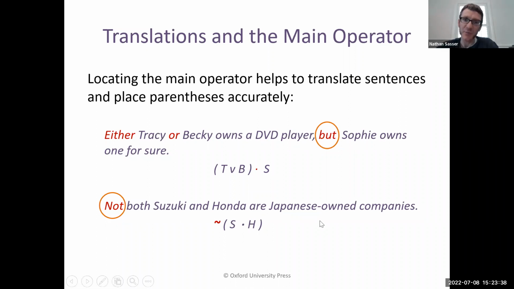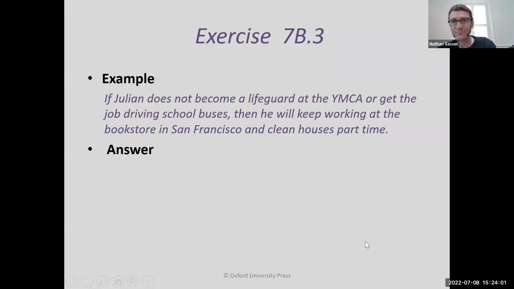Or it's not the case that both Suzuki and Honda are Japanese-owned companies. What this is saying is Suzuki is a Japanese-owned company, Honda is a Japanese-owned company, and it's not the case that both of them are. So the tilde ranges over a parentheses with this conjunction in between it.